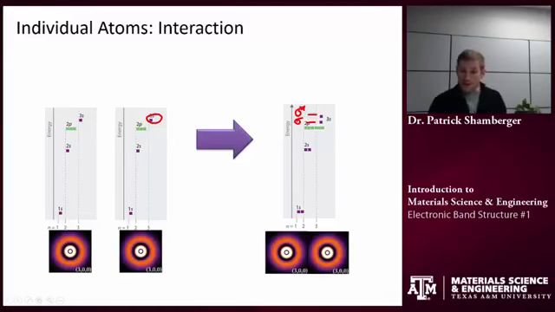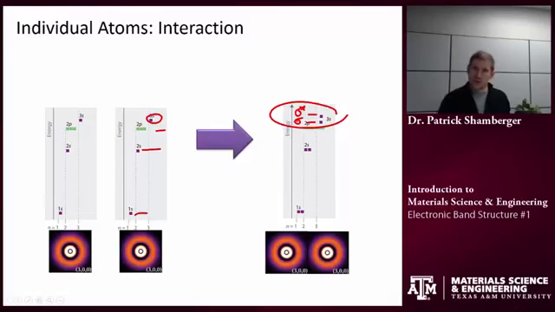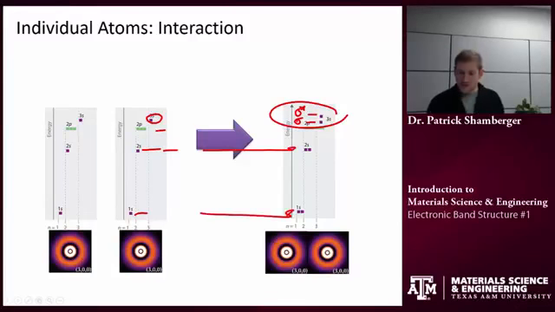Now we only notice this in the outermost orbitals. The 2p, 2s, and 1s orbitals are all deep within the atom itself. They're at very stable energy levels, and so they don't tend to interact with each other as much. So we don't see any splitting in these levels.